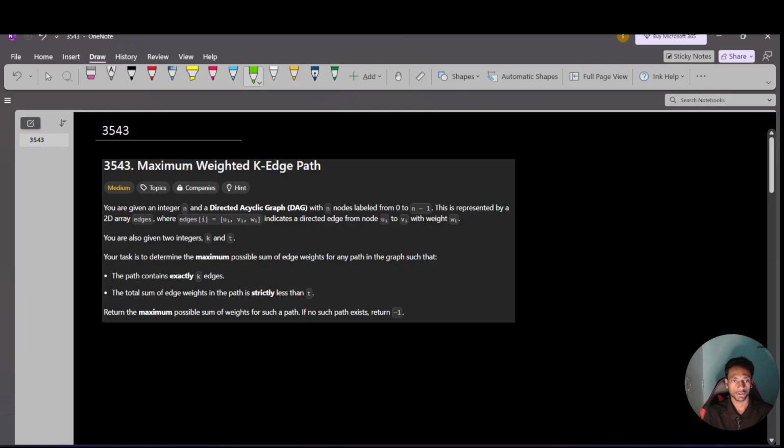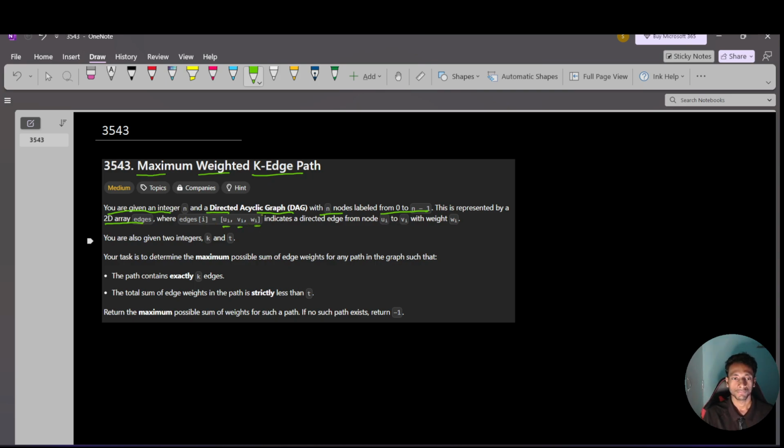So in this video, I'm going to discuss Leetcode problem 3543, maximum weighted k-edge path. The problem statement is that you are given an integer n and a directed acyclic graph with n nodes, labeled from 0 to n minus 1. This is represented by a 2D array edges, where edges[i] represents ui, vi, and wi.